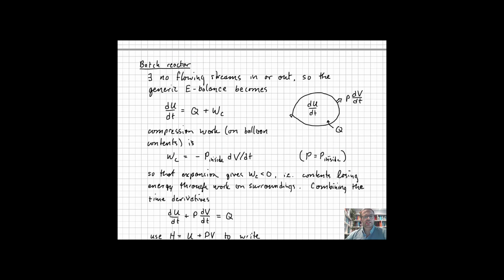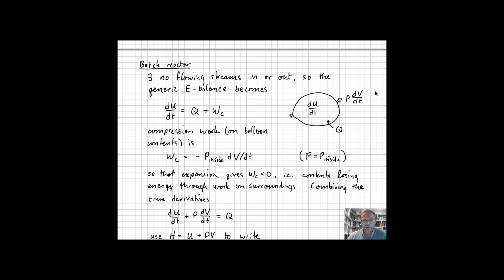Okay, now after all that discussion about enthalpy of the streams flowing in and flowing out, we're going to work on batch reactors where we don't have streams flowing in and flowing out. And so now our generic energy balance equation, those H in and H out terms drop away, and we have dU/dt is Q plus Wc. So the heat and the work terms are the only things that we have to worry about here.